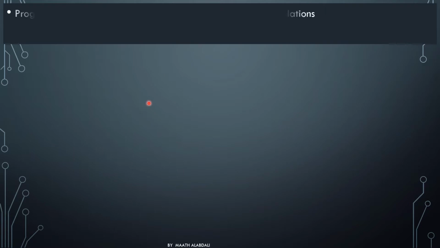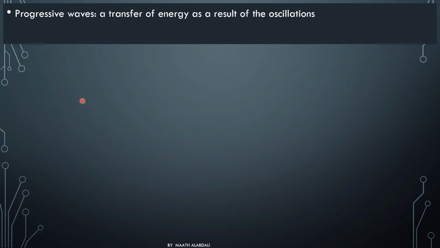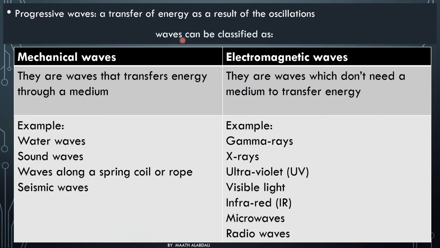Now it's time for definitions, very important definitions. A progressive wave is a transfer of energy as a result of oscillation. Waves can be classified as mechanical waves and electromagnetic waves. Mechanical waves are waves that transfer energy through a medium. Electromagnetic waves are waves which don't need a medium to transfer energy. Examples of mechanical waves are water waves, sound waves, and waves along a spring coil.